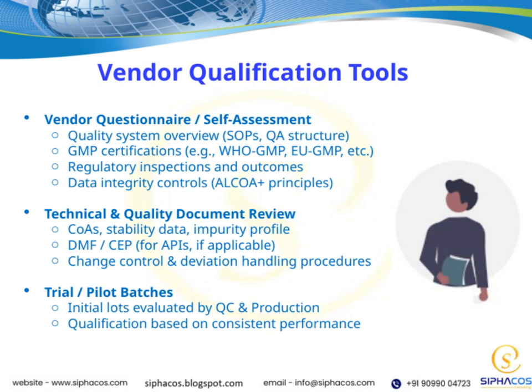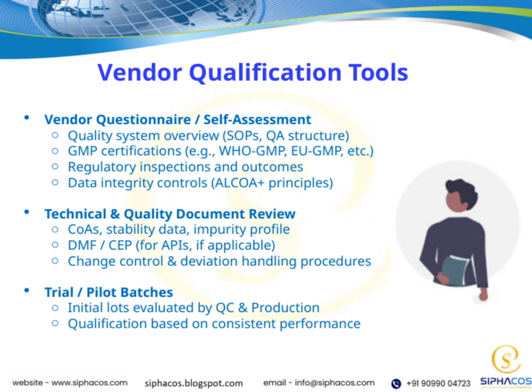Moving on to technical and quality document review, we scrutinize certificates of analysis, stability data, and impurity profiles to verify product quality and consistency. If applicable, we also review the DMF or SEP for active pharmaceutical ingredients, ensuring they meet required standards. Additionally, it's important to evaluate change control procedures and how deviations are handled, as these reflect the vendor's ability to manage quality issues proactively.